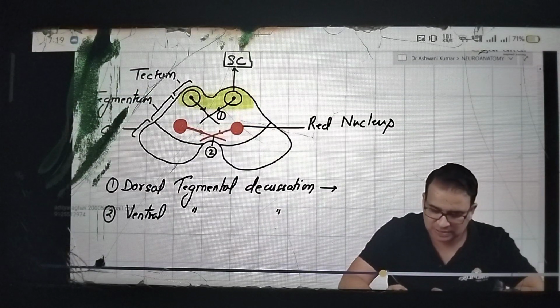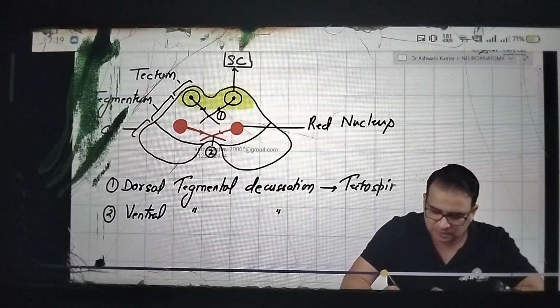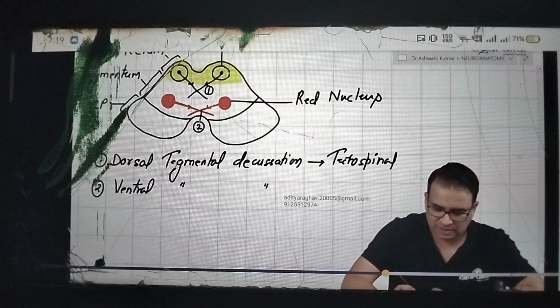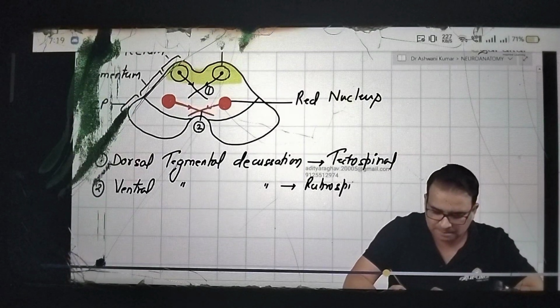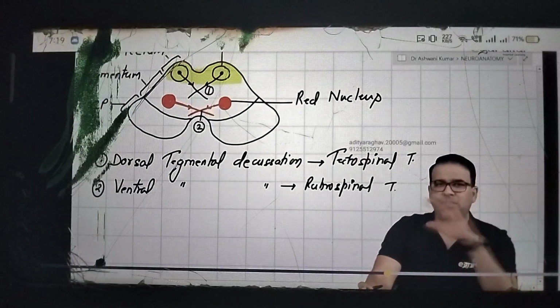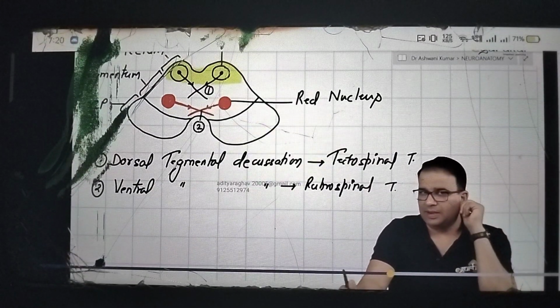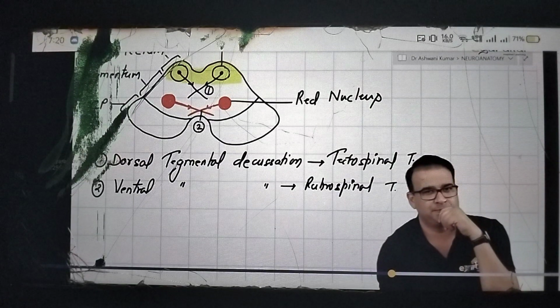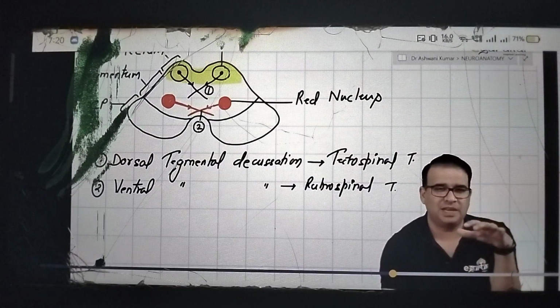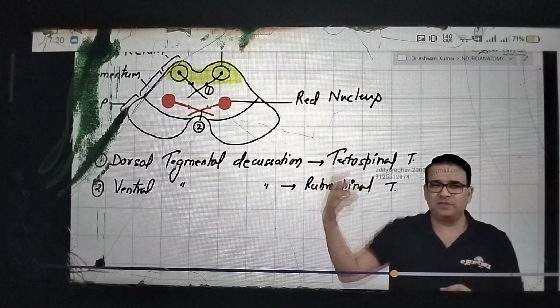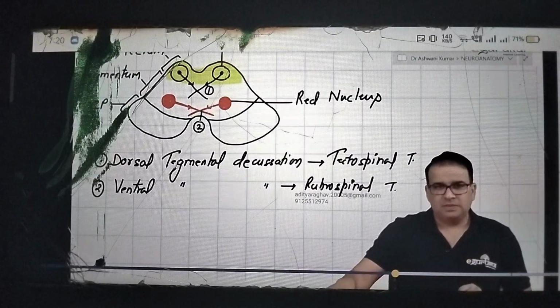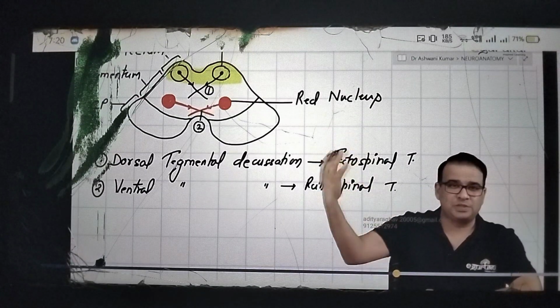Dorsal tegmental decussation, as we said, is for the tectospinal tract. It's a straight question. Tectospinal tract, and ventral tegmental decussation belongs to the rubrospinal tract. They do ask a straight question on this: which tract is for what? Which decussation belongs to what tract here? Dorsal for the tectospinal, and ventral tegmental decussation is for the rubrospinal tract. It could be an image-based question also. They can give you the section of the midbrain at the level of the superior colliculus, and they might show you the decussating fibers in the dorsal and the ventral part. You can understand that easily, because we know the tegmentum is more posteriorly placed, so obviously the decussation is also posteriorly placed.